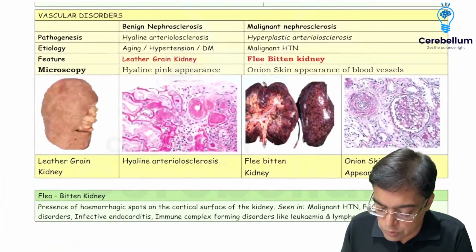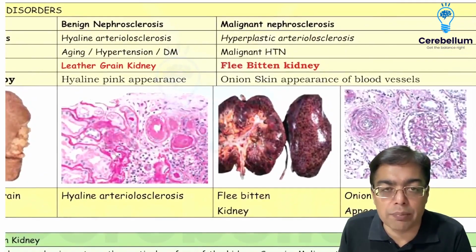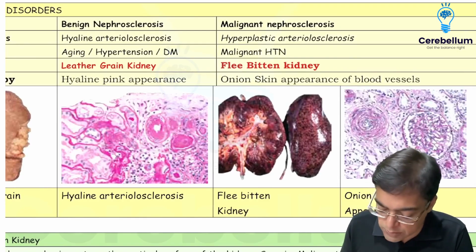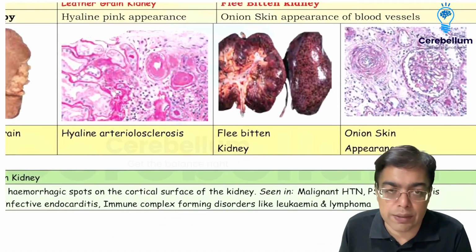Whenever we are making a mention of flea-bitten kidney, we must remind ourselves that it is not specific for malignant hypertension. It can be seen in patients having vasculitic disorders, in patients who are going to have different types of leukemias and lymphomas, and can also be seen in a patient suffering from a condition like infective endocarditis.